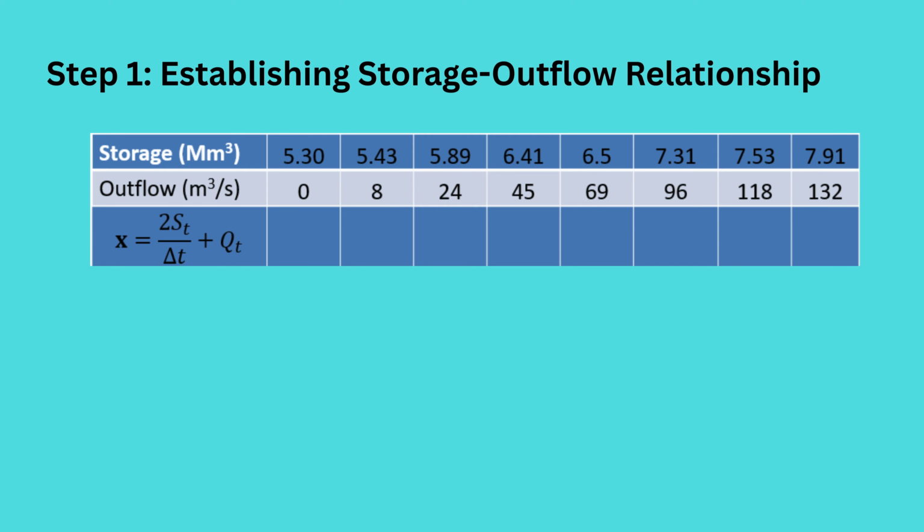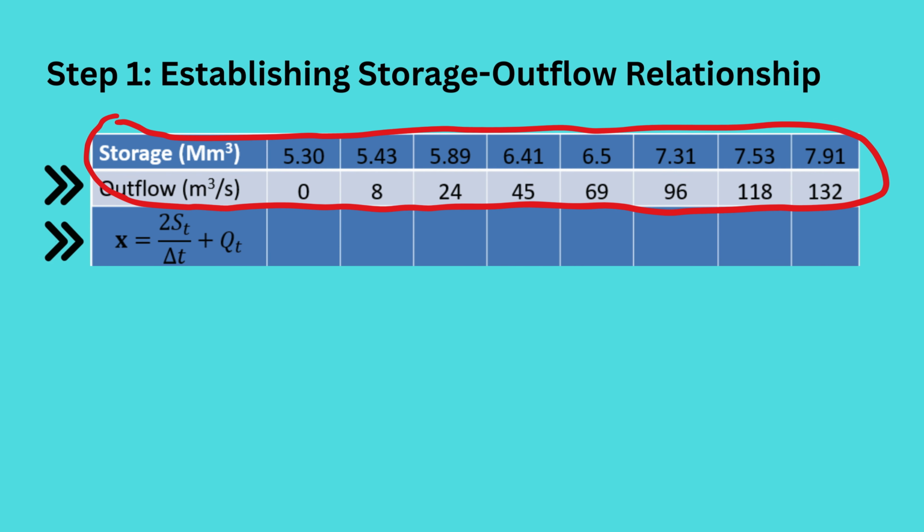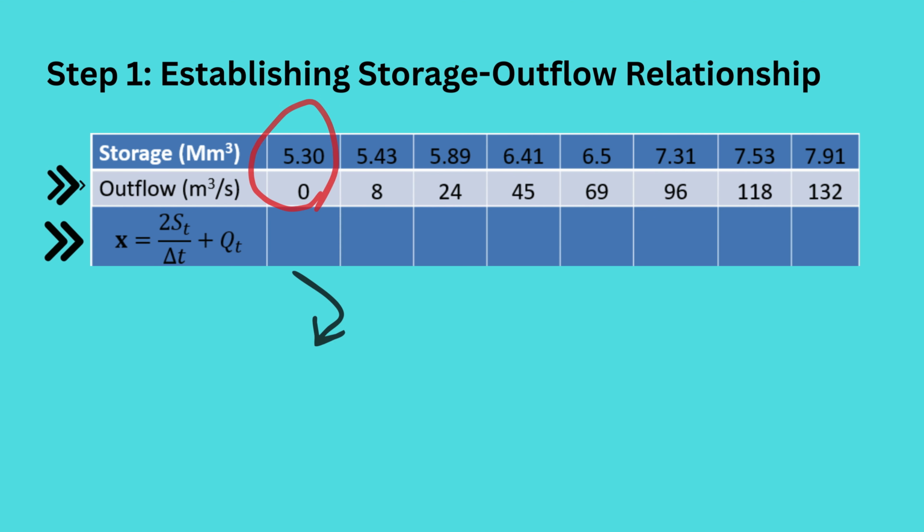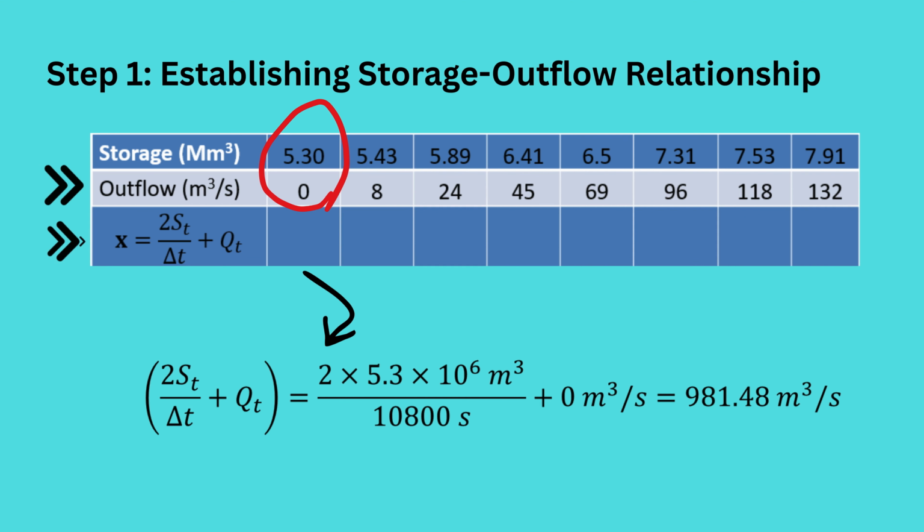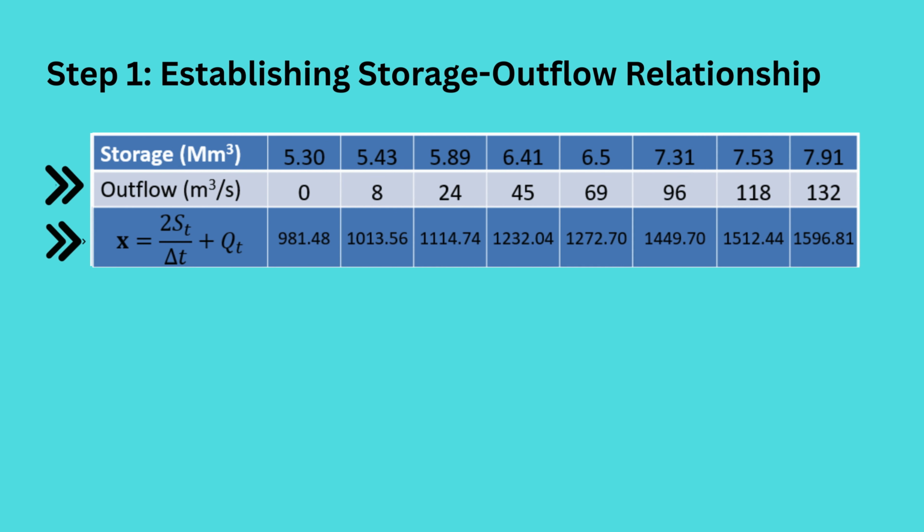In the first step, we need to establish a relationship between 2S over delta T plus Q, and Q. For this, we use the given S and Q data to calculate 2S over delta T plus Q. Be mindful of the required unit conversion. For example, for the first S value of 5.3 million cubic meters and a discharge of 0, our desired term will be 2 times 5.3 times 10 to the power 6, divided by delta T of 10,800, plus Q of 0. That will give us 981.48 cubic meters per second. We need to repeat this for all values.